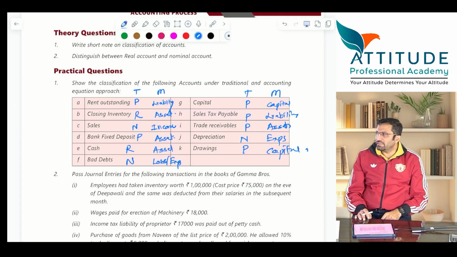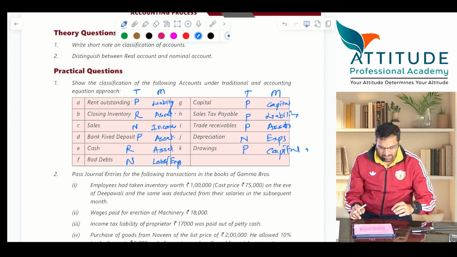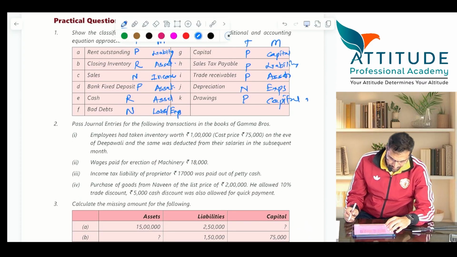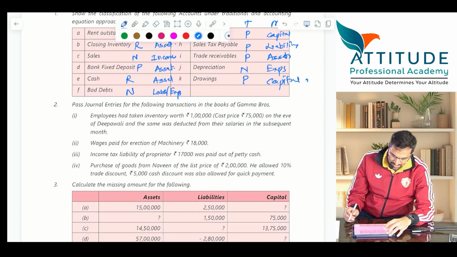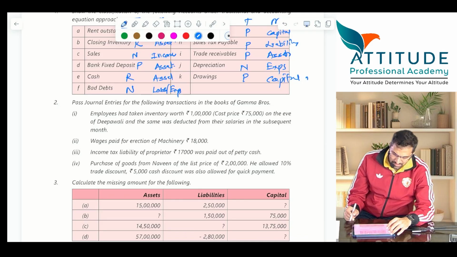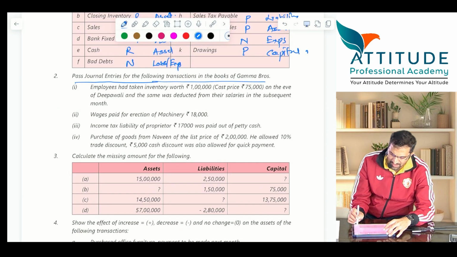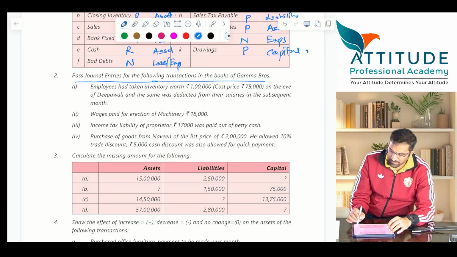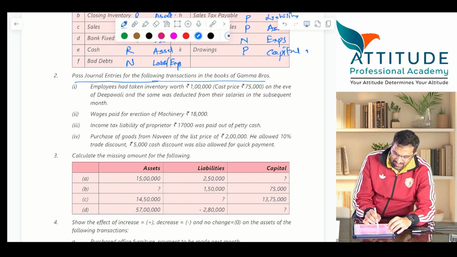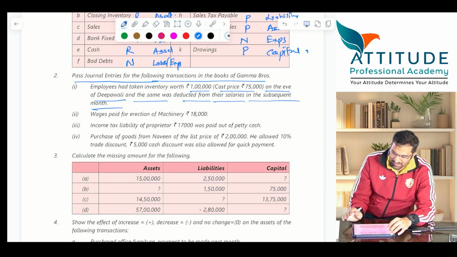Did you all get it? Any difficulty? Okay. Next. Shall I proceed? Okay. Journal entries for the following transactions in the books of Gamma Brothers. Tell me the first journal entry. Employees had taken inventory worth rupees 1 lakh, costing 75,000, on the eve of Deepavali, and the same was deducted from their salaries in the subsequent month.